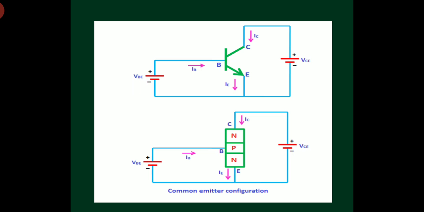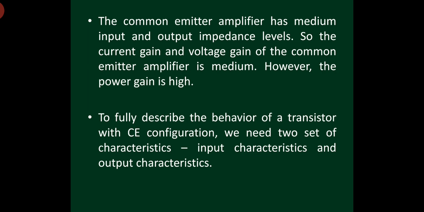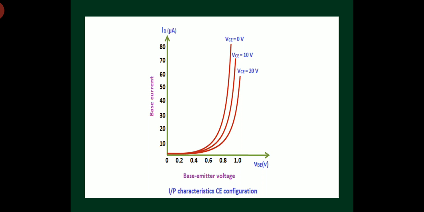If the depletion region width increases, what will happen? The resistance at junction JC will increase. So if the resistance increases, what will happen? Input current reduces. IB will be reduced. So for a given voltage VBE, if I increase VCE, what will happen? The current will be reduced. So the graph shifts towards the right side.